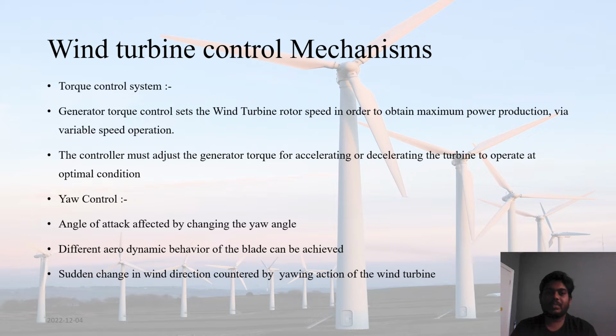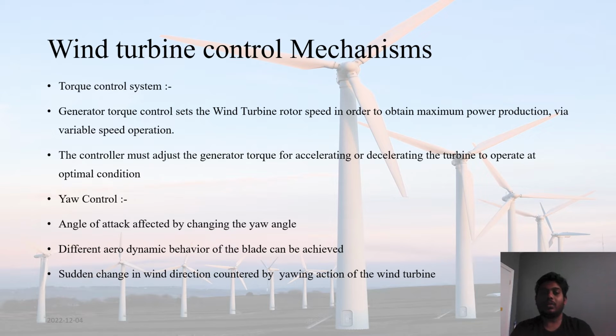Some of the most commonly used control systems in a wind turbine are the torque control system, yaw control system, and the pitch control system. Let's consider the torque control system of a wind turbine. The generator torque controls the wind turbine rotor speed in order to obtain maximum power production, that is, variable speed operation of the wind turbine. The controller must adjust the generator torque for accelerating or decelerating the turbine to operate at optimal condition.